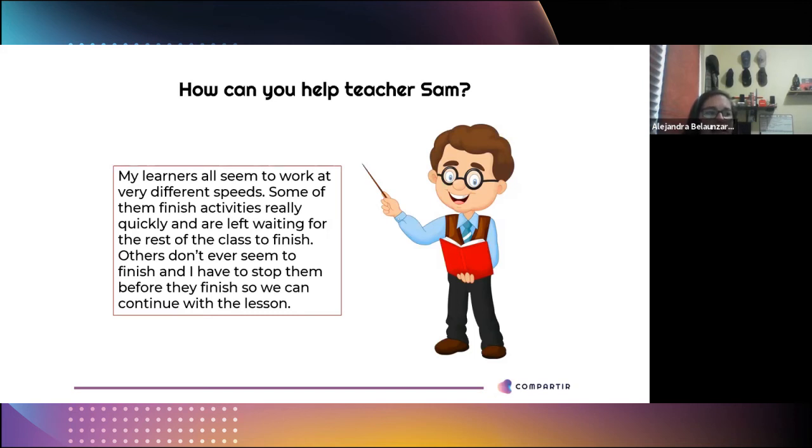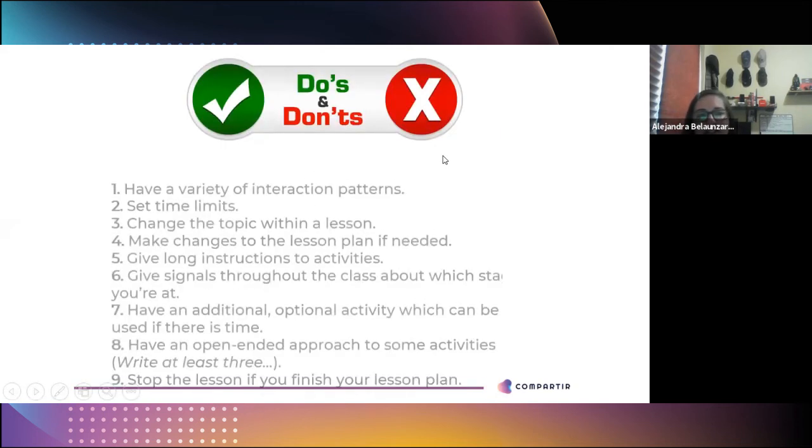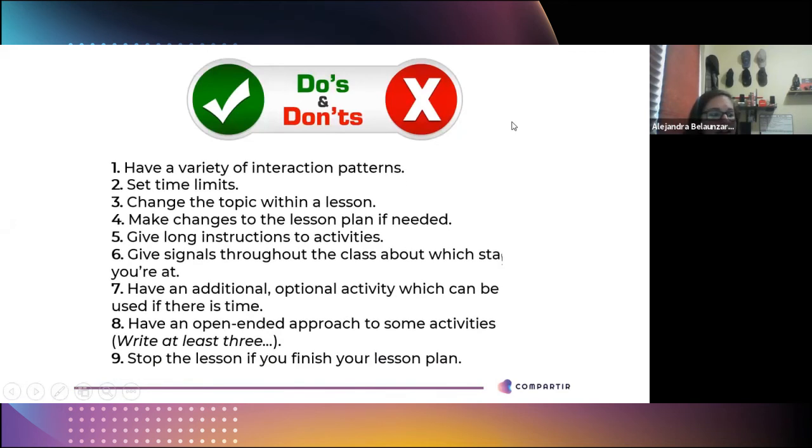Probably breaking activities down to identify certain parts that need to be completed, or some that could be missed because they are not really necessary, and extra activities. Definitely, you always need to have extra activities for the fast finishers. Okay, so these are some ideas that can help you with your pacing in case you can relate to any of these teachers. And we have over here some do's and don'ts.